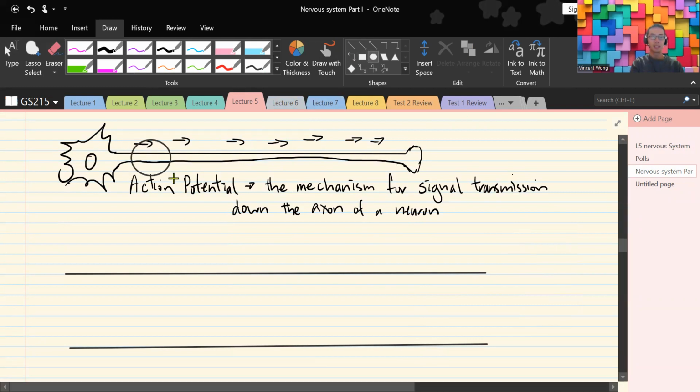We will zoom in on this location, and that's the axon. In the axon, this is the outside. We call it the extracellular fluid. And this would be the cytoplasm, which is the inside of your neuron.